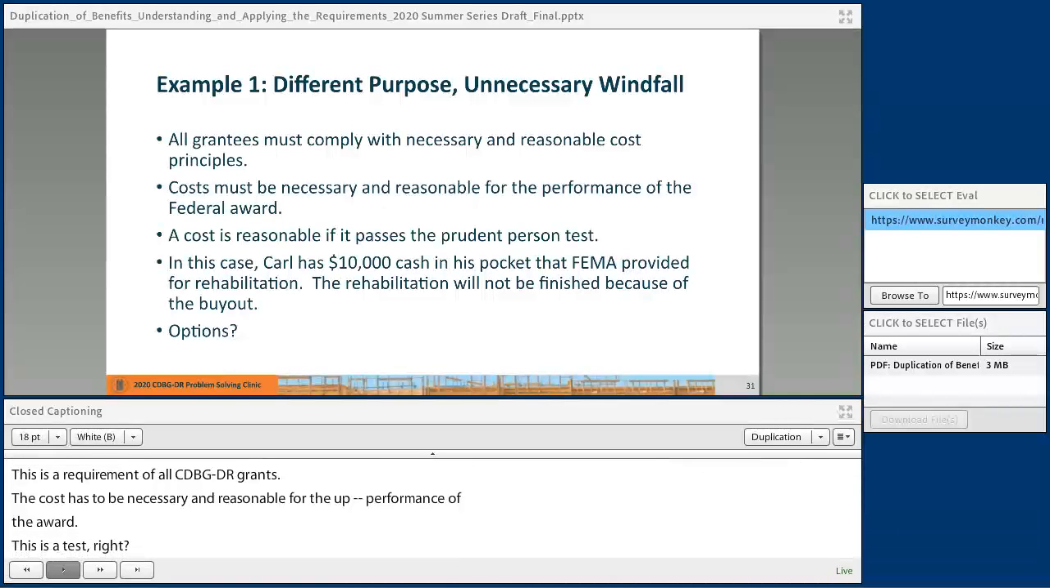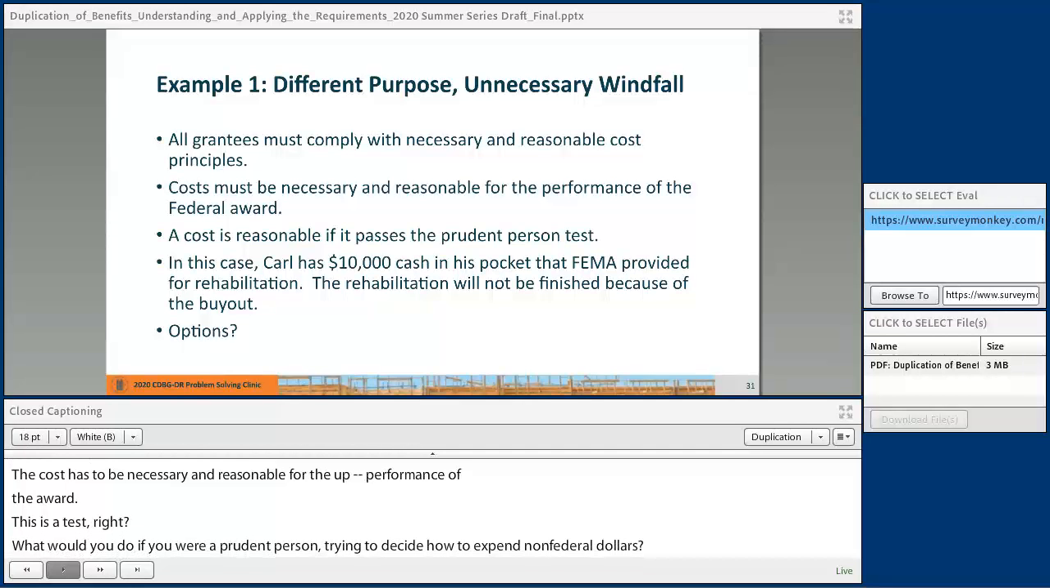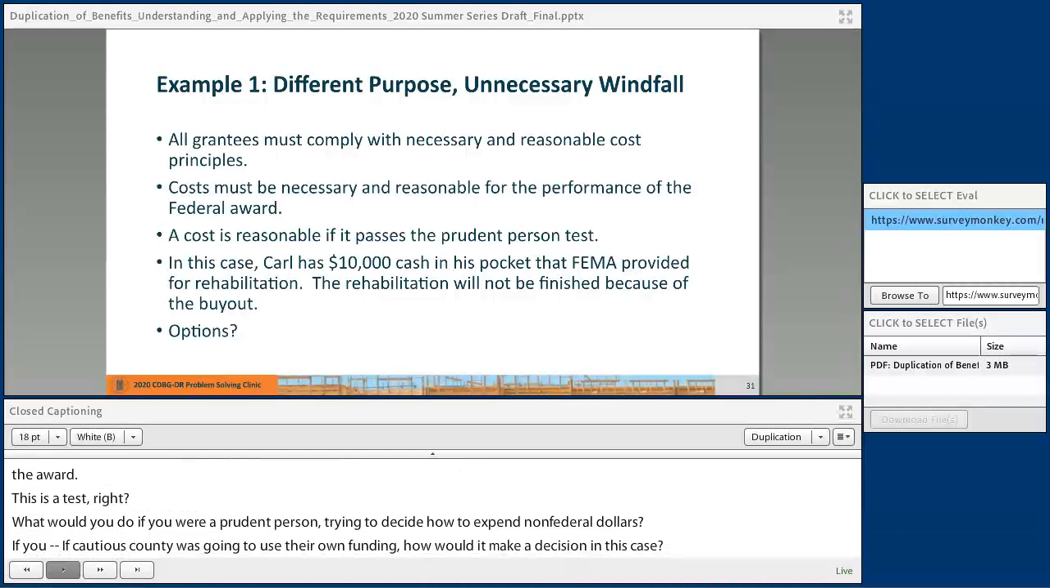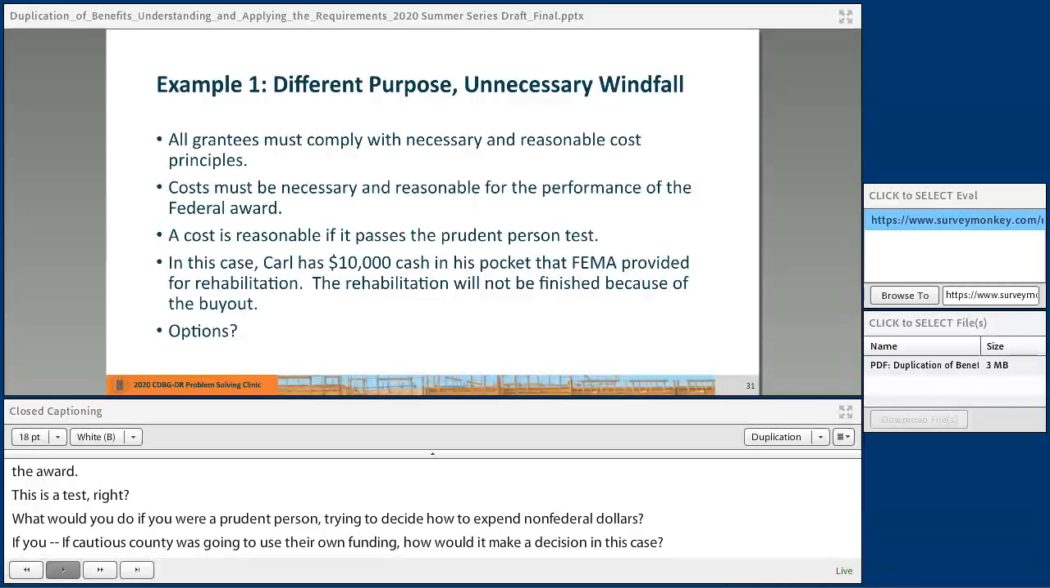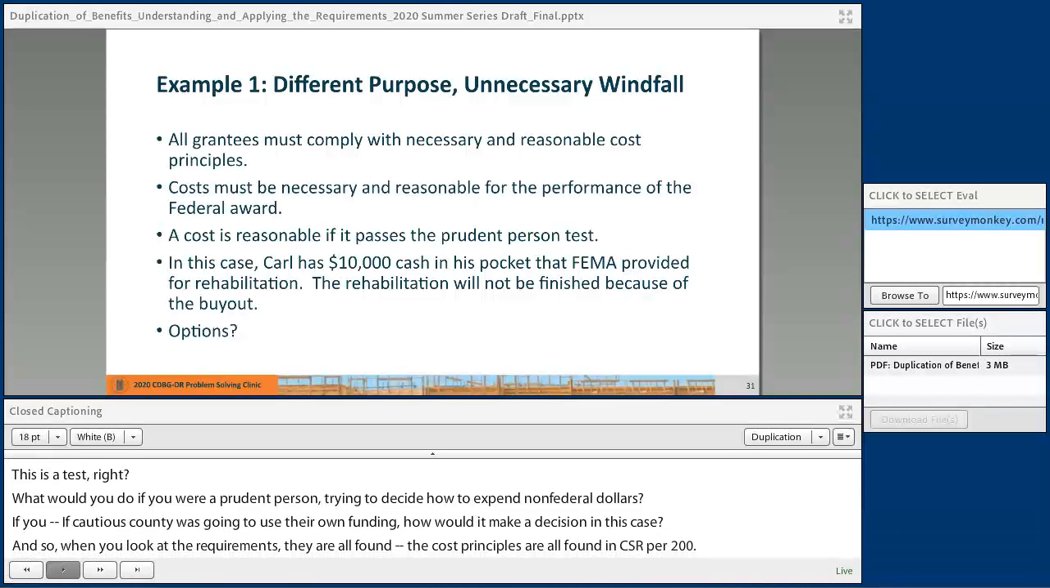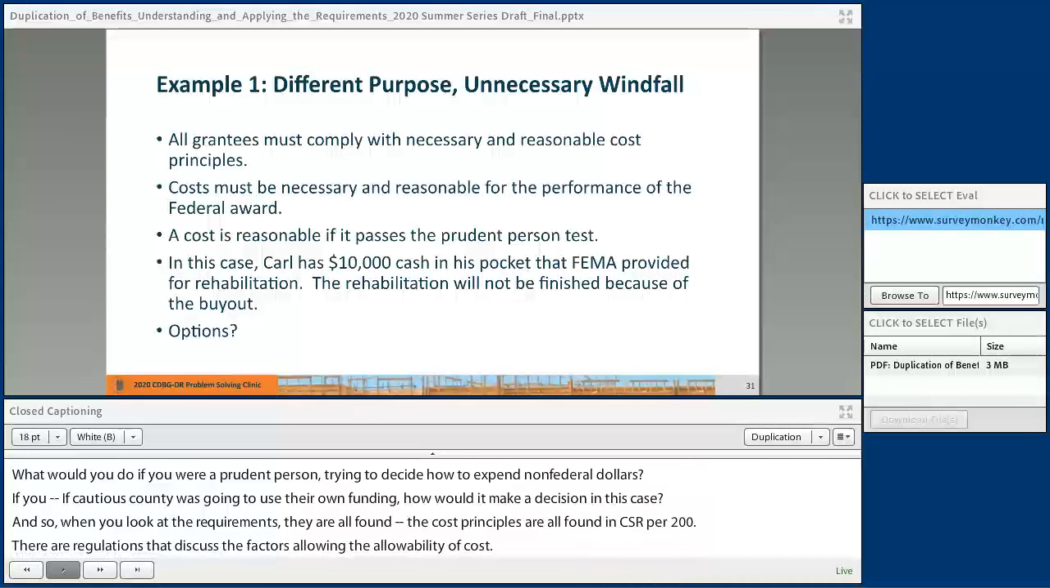And so when you look at the requirements, the cost principles are all found in 2 CFR Part 200. And there are regulations there that discuss the factors affecting the allowability of costs. So costs have to meet general criteria. They have to be necessary and reasonable, and then they have to be just eligible for the grant.